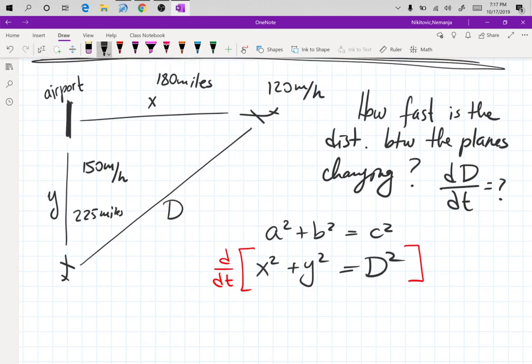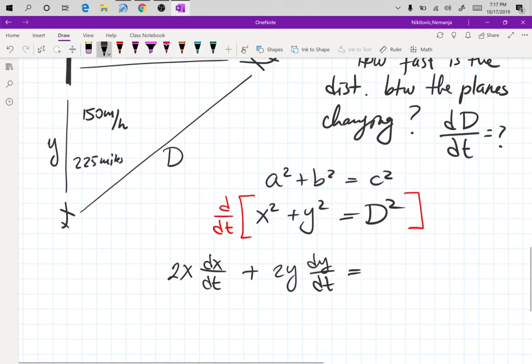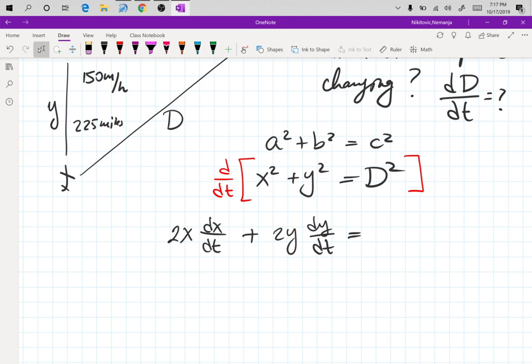When you take the derivative in respect to time, hello, implicit differentiation. What is the derivative of x squared? Beautiful. 2x dx dt, change of x in time. Excellent. Plus, what's the derivative of y squared? 2y dy over dt. So we always have to follow with the chain because x and y, not the same dimension as t. How about on the other side? 2d dd dt. Good.